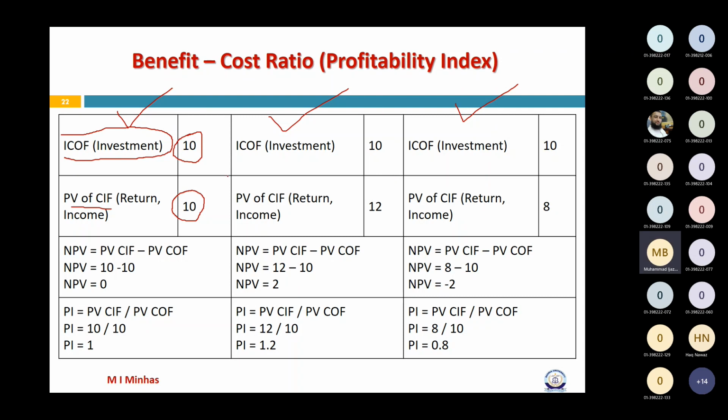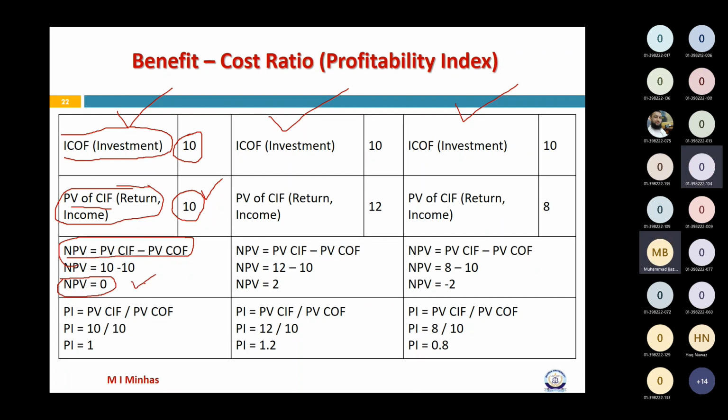Right. So now in the first scenario, we have an initial cash outflow or investment of 10 million, 10 rupees, 100,000 or whatever, and the present value of all cash inflows is also 10. If I calculate NPV, the formula is the present value of all cash inflows minus the present value of cash outflows, or ICOF, correct? So it is 10 minus 10, and in this case, NPV is 0.